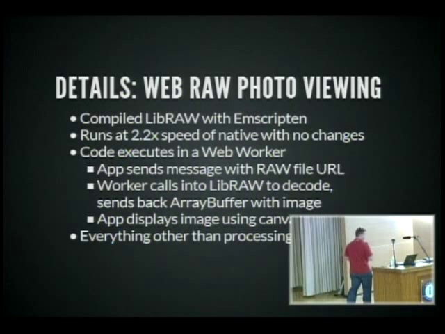So the application sends a message with the raw file URL to the web worker. The worker then calls into the native asm.js code to do the image decode. It gets the result back as an array buffer with the RGB data in it. And then the app displays the image using Canvas. Everything other than the processing was some simple HTML and JS. I didn't spend a lot of time making the UI very pretty, but you can imagine blowing that out with regular web technologies, no native technologies, to make the UI functional, to expose more of the functionality of LibRAW, and just calling into there to do the actual data processing.